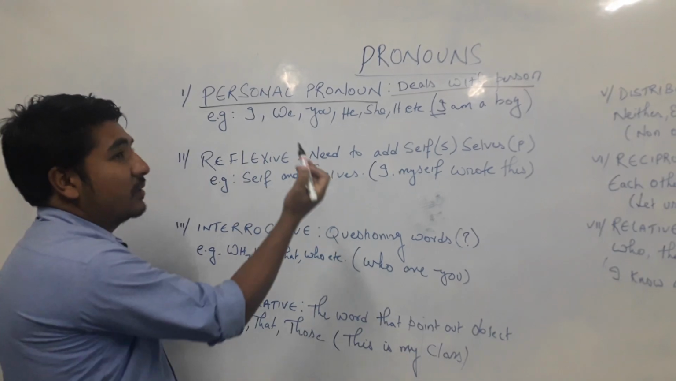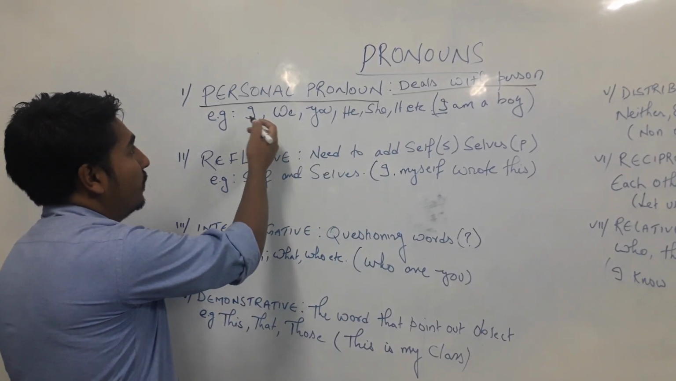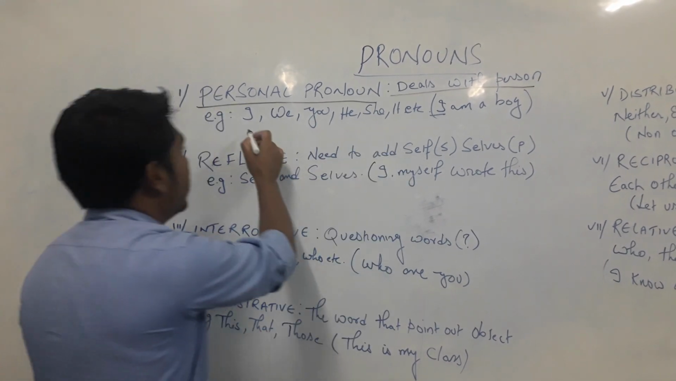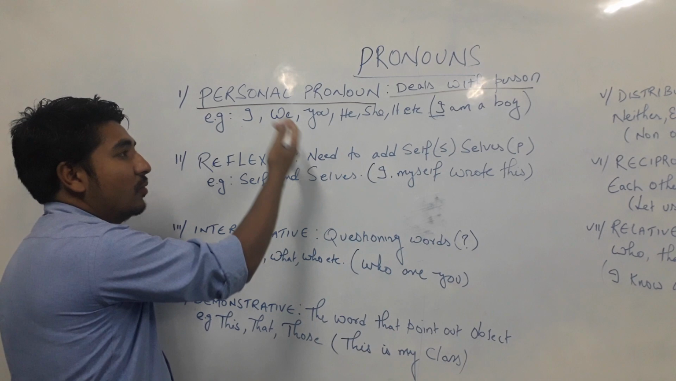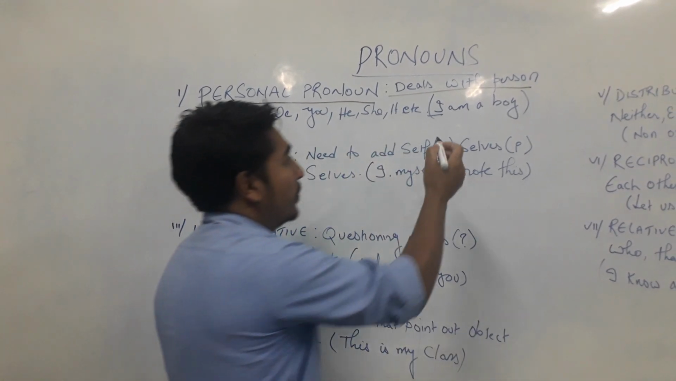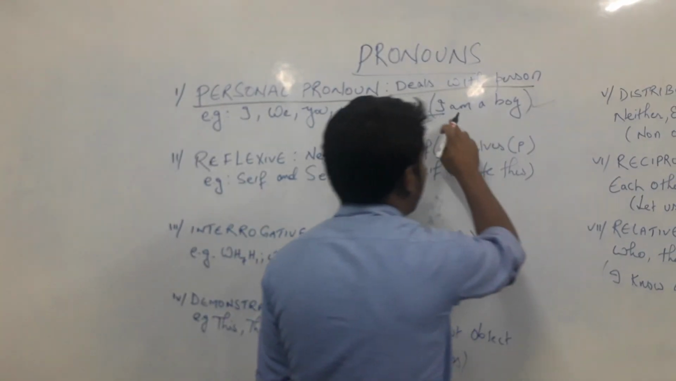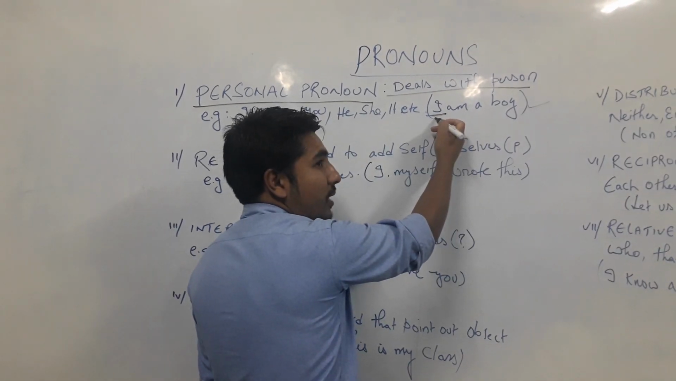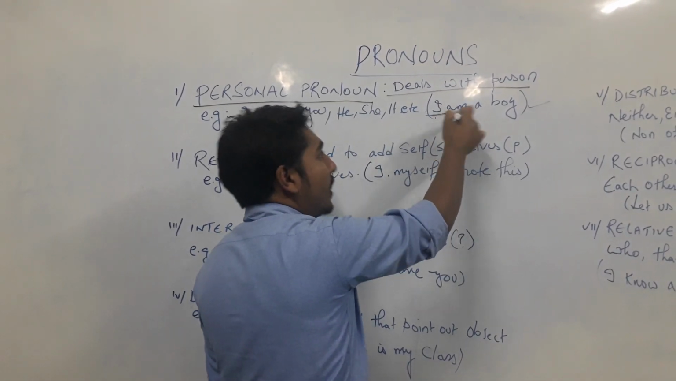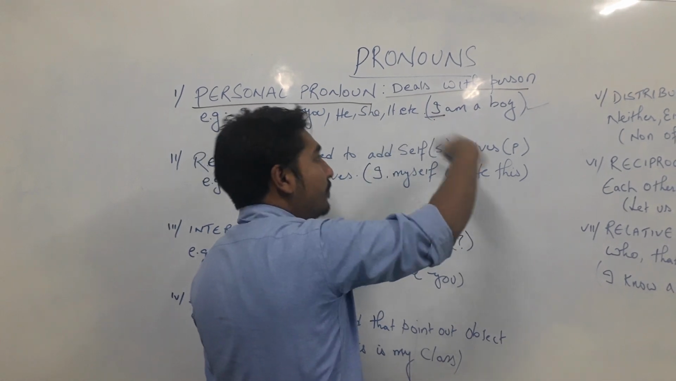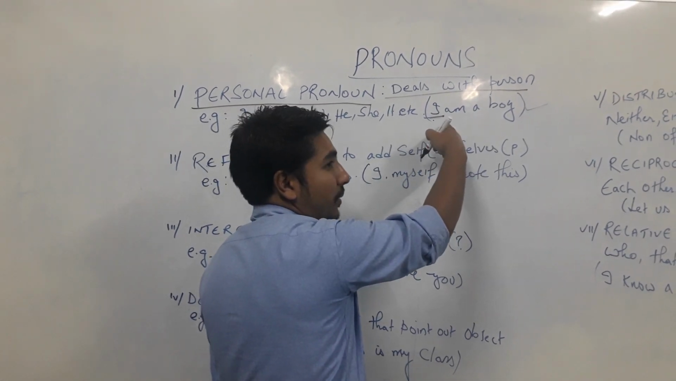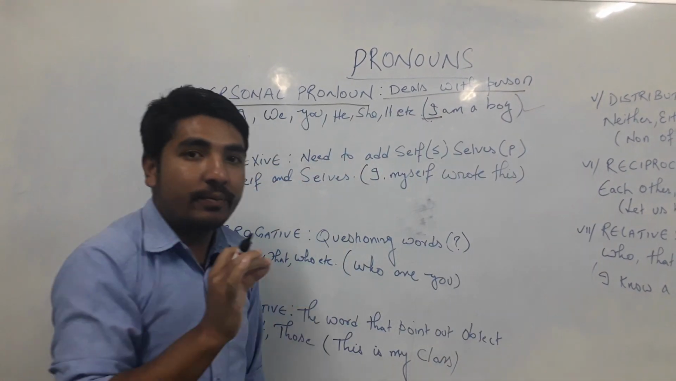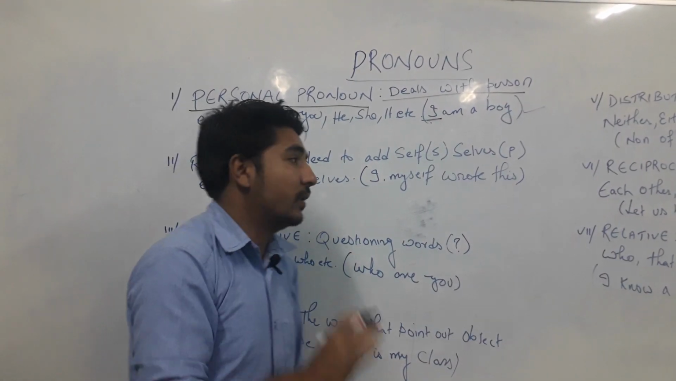Now you can just see some examples of personal pronoun. I, we, you, he, she, it. Now you can see in place of I, we can also write the name. Now you can see here the sentence. I am a boy. I means somebody is there who has got name. But in place of name, I put this I. So it is dealing with person. Personal pronoun deals with person, that's all.